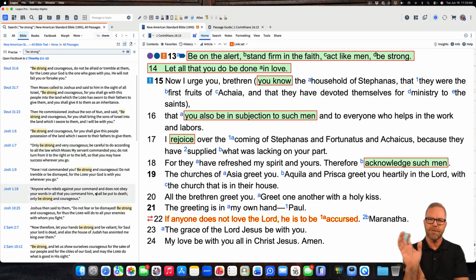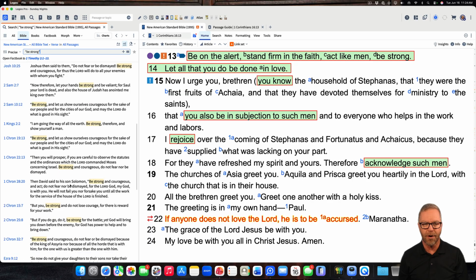So if you were going to talk about what it means to be strong, what is the Apostle Paul, a former Pharisee and an expert in the Old Testament, talking about here? He's talking about being strong and courageous, to stand firm in the faith or to do the Lord's will. All those things are basically describing the same kind of thing.